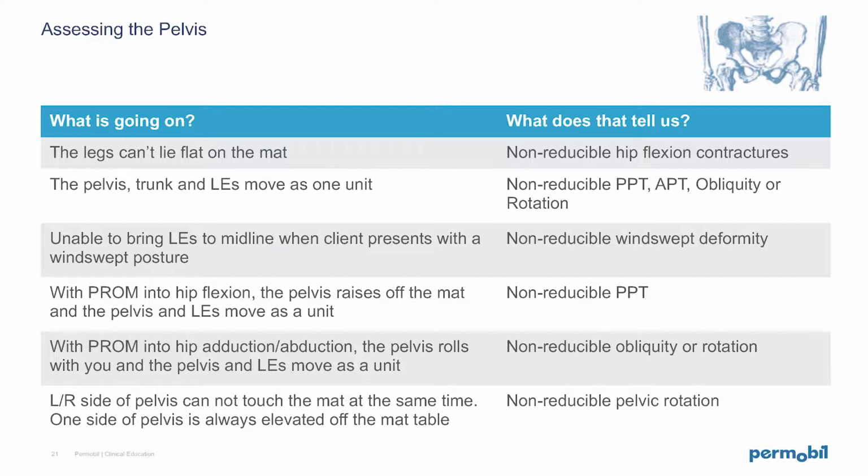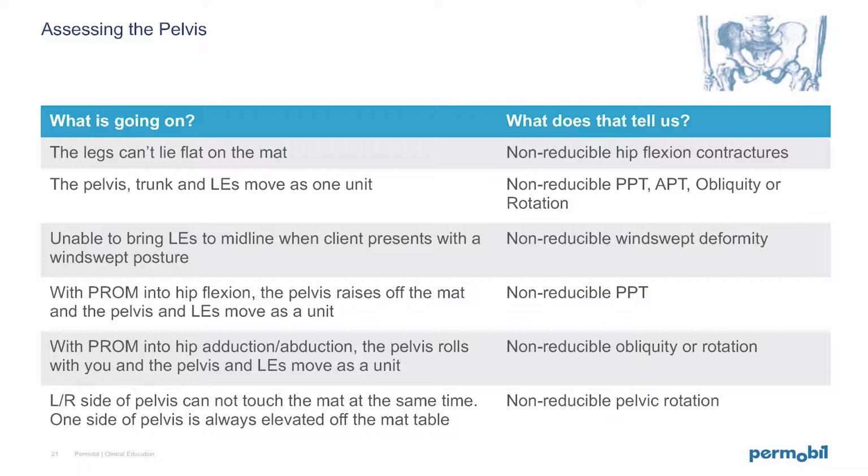If with passive range of motion, the client's pelvis, trunk, and lower extremities are moving as one unit, and we're not able to really disassociate movement of one area from the other, then the postural abnormality, whether it be the posterior pelvic tilt or an obliquity or rotation, etc., is non-reducible because the body cannot move in separate parts. If you're dealing with a windswept posture, which is that look that the legs are being swept off to one side of the wheelchair, and when you're trying to bring the lower extremities back to midline the entire pelvis begins to rotate with the legs, then it's a sign that it's a non-reducible windswept deformity.